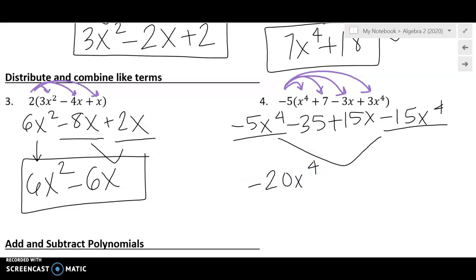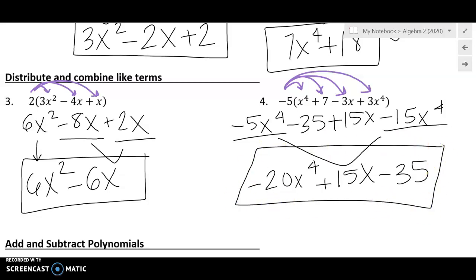Okay, the other ones don't have anything to combine with, but I need to put the positive 15x next, and then the negative 35 last, because I want to keep it in that descending order where it's dropping down for each term. And that would be that answer. It would be simplified all the way.